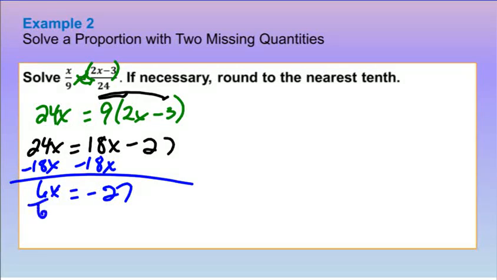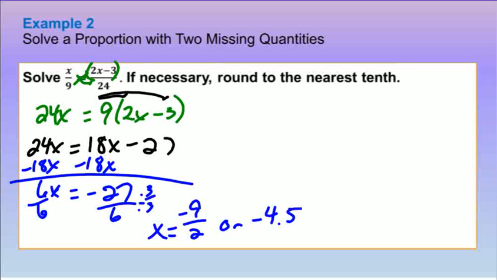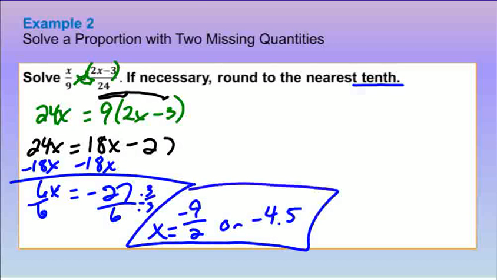To get x by itself, I divide by 6, and I'm left with x equaling negative 27/6. I can divide this by 3/3, and I get negative 9 halves, or negative 4.5. Here you notice that it says to the nearest tenth, which would be 1 decimal place.